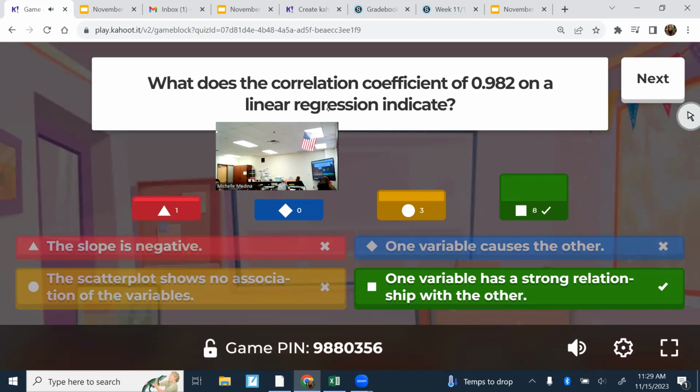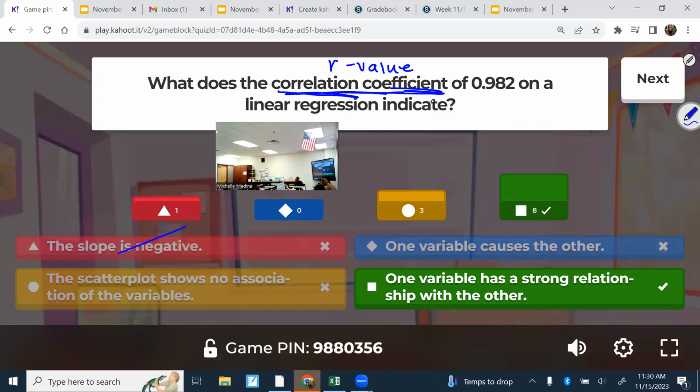Okay, so red should definitely not be it, because if the slope was negative, the R value should also be negative. So correlation coefficient and R value are the same thing, by the way. I use them interchangeably. Don't confuse it with residuals. But the only way the slope would be negative is if the R value is negative, and this is positive, so definitely not red.